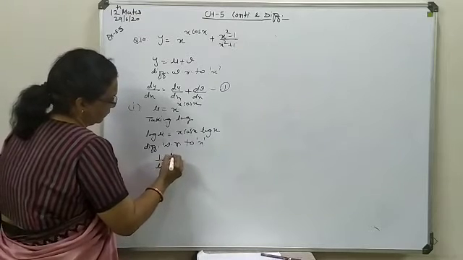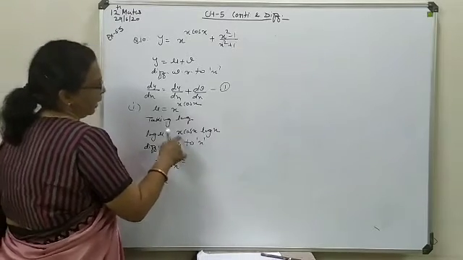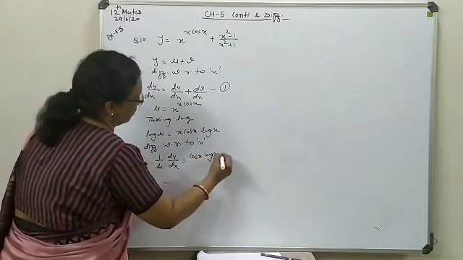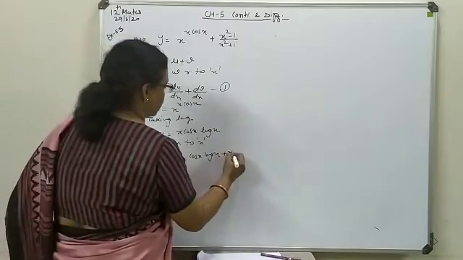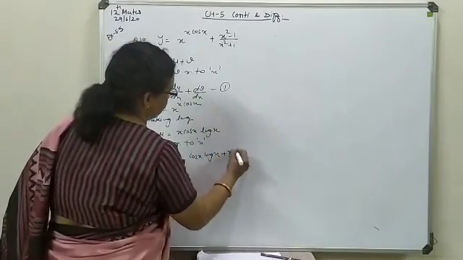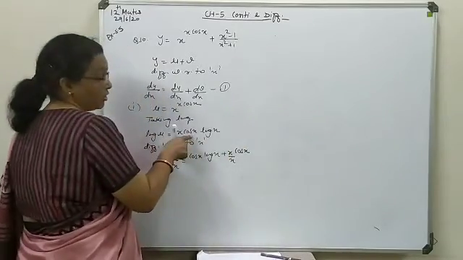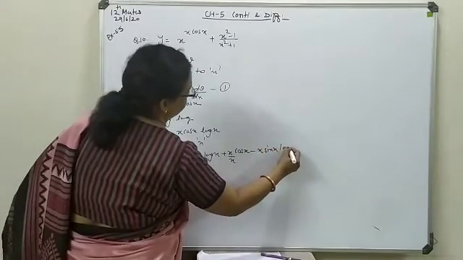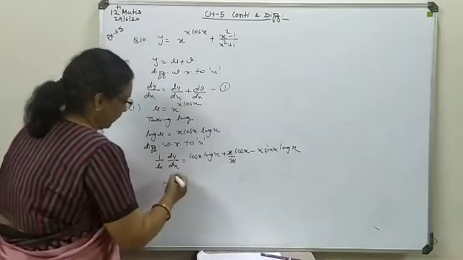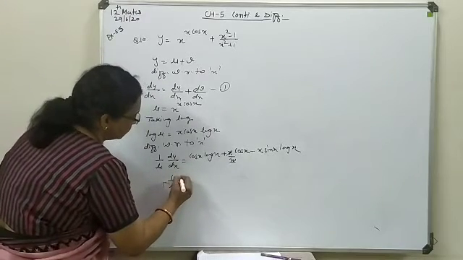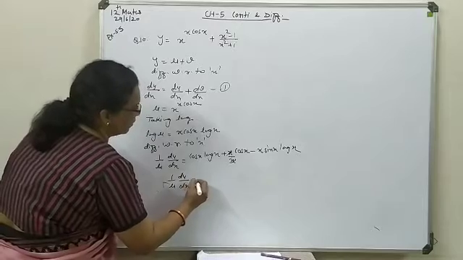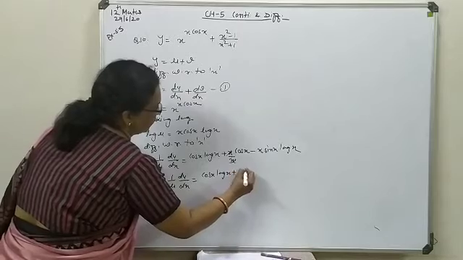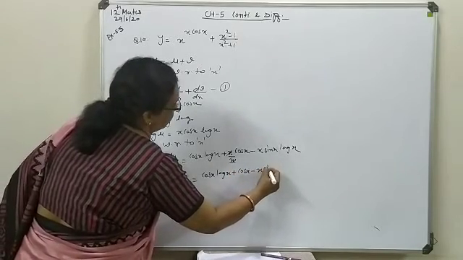1 upon u du by dx. X differentiation is 1, so log and cos it is to be written as such, plus x, differentiation of log is 1 upon x, cos x you write as such, differentiation of cos is a minus, so this is minus, differentiation is sin x, and log of x. This will be cut, write the combined form. 1 upon u du by dx, here it will be cos of x log of x plus cos of x minus x sin x log x.